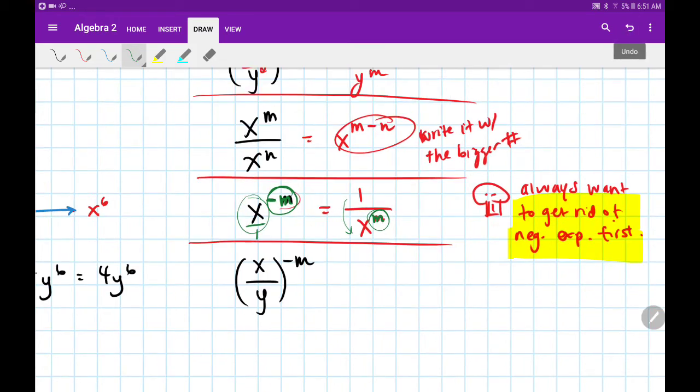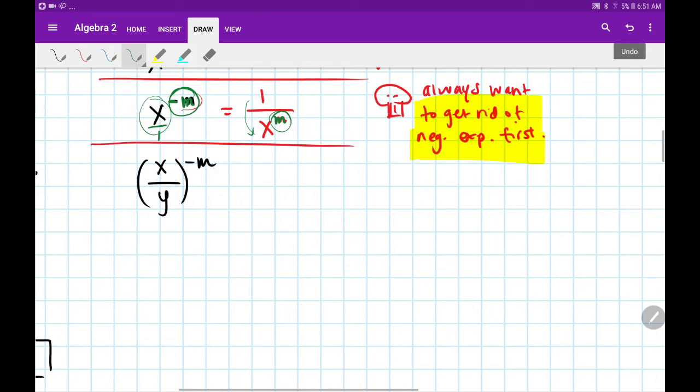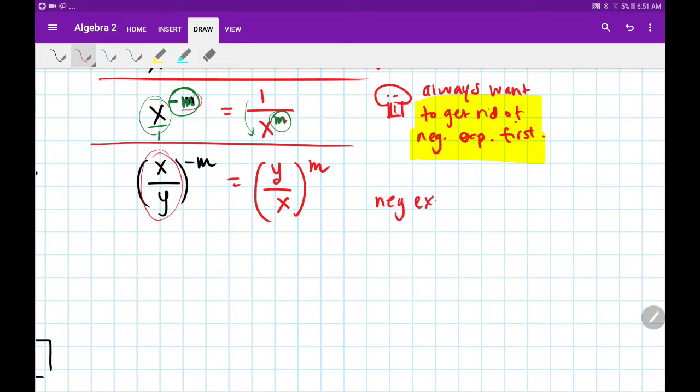So similarly, if I have x over y to the negative m, I can get rid of my negative exponent like this. I'll take the reciprocal of the inside. That becomes y over x, and it's now to the positive exponent. So negative exponent really just means take the reciprocal, or move it to the other side of the fraction line.